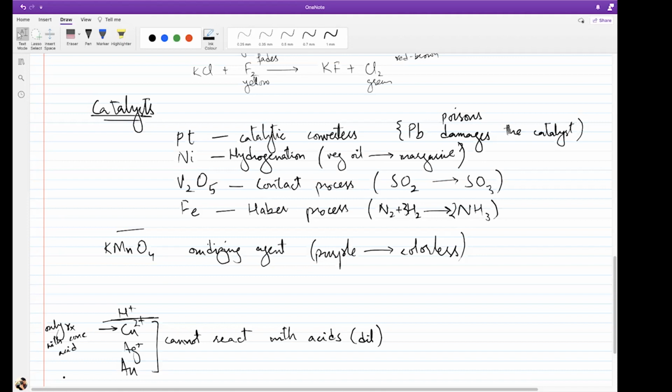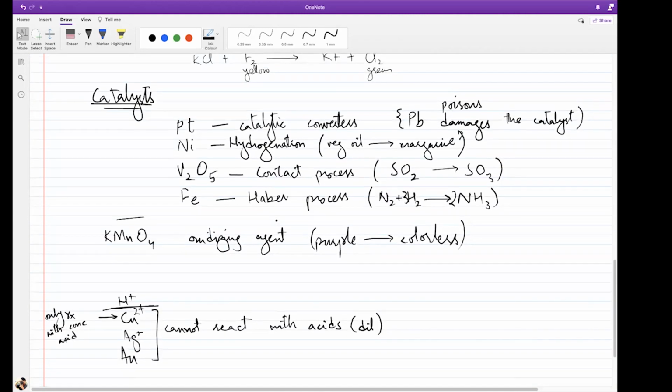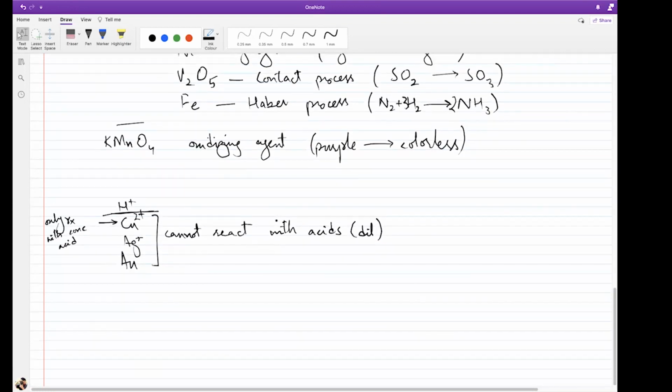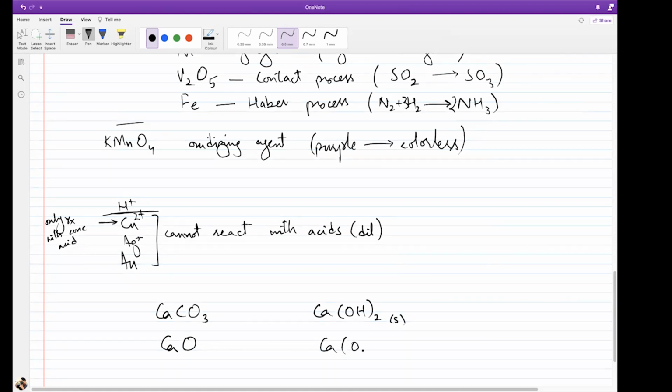Anyways. So these are some facts that you have to remember about it. So zinc is not a transition metal, that you have to remember. And you have to remember the charges, you have to remember the usage, all of that. Now, there are some other metals for which you need to remember some things. For example, about calcium, the lime family that you have. So there is calcium carbonate, there is calcium oxide, there is calcium hydroxide solid, and there is calcium hydroxide aqueous. So you have to remember all four of them and you have to remember their names.